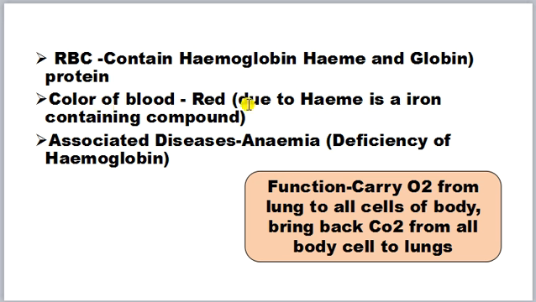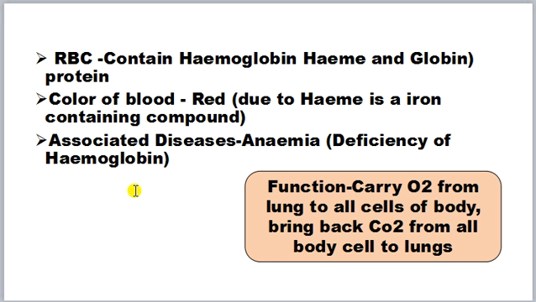Now if we talk about the disease, that means what kind of disease is associated with the deficiency of hemoglobin. It is called anemia. Anemia is a deficiency in which the hemoglobin pigment goes down, decreases, or reduces in the RBCs.